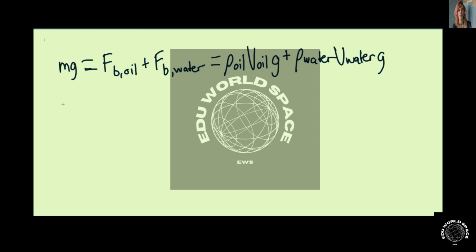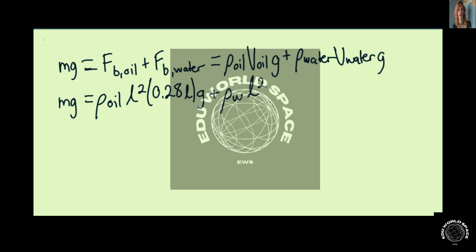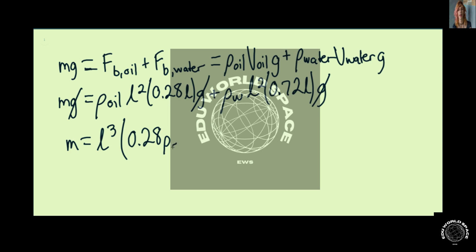And we can say that mg will then equal the density of oil times L squared times 0.28 L times g, plus the density of water times L squared times 0.72 L times g. The g's are going to cancel out. And we find that the mass is simply going to be equal to L cubed times 0.28 times the density of oil plus 0.72 times the density of water.